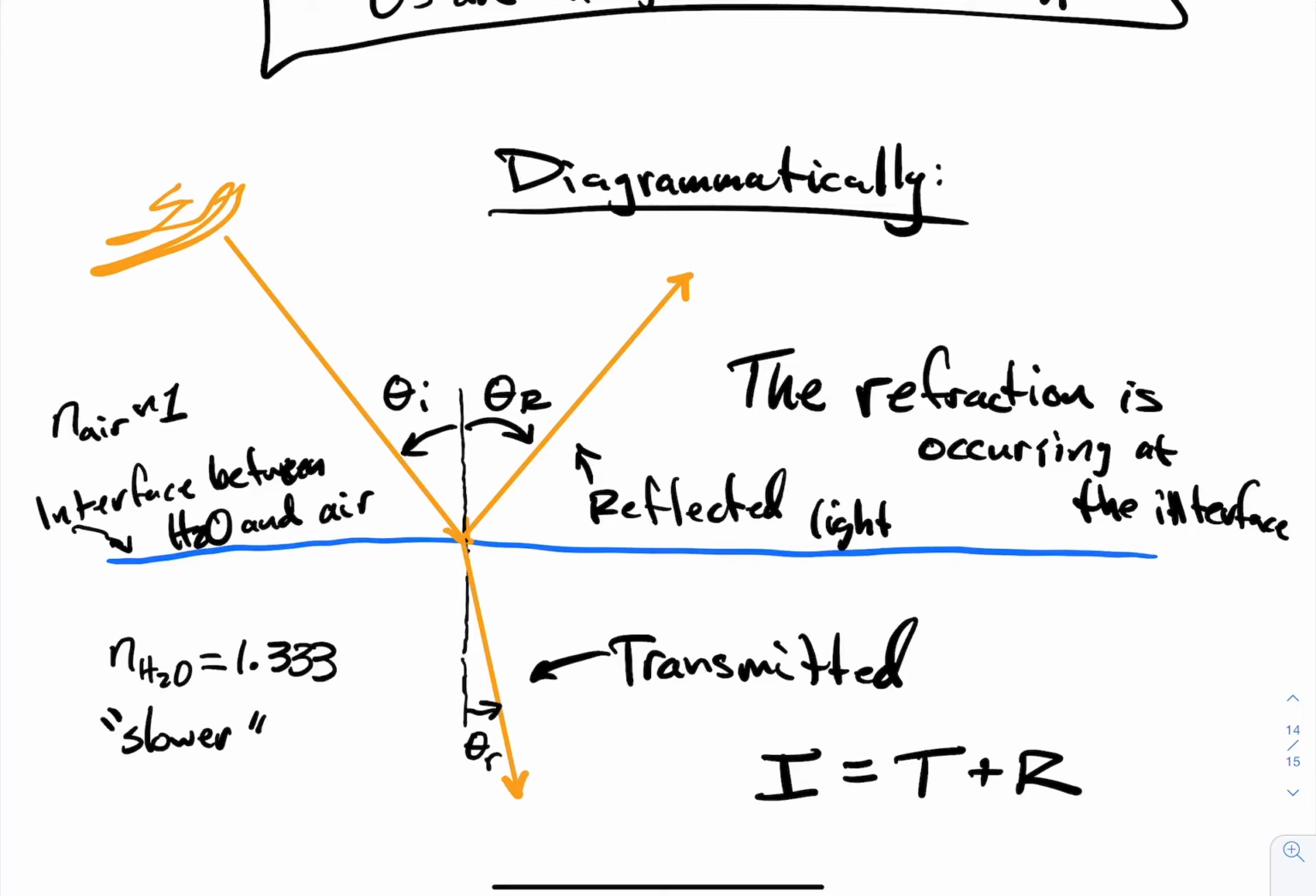And now, if you can imagine we had control over where this sun is, if I could take the sun and move it down this way, I would be increasing my incident angle. As I do that, I would also be increasing my refracted angle. And there's a point where this refracted angle will equal 90 degrees from the normal. This is the point where we would see total internal reflection.